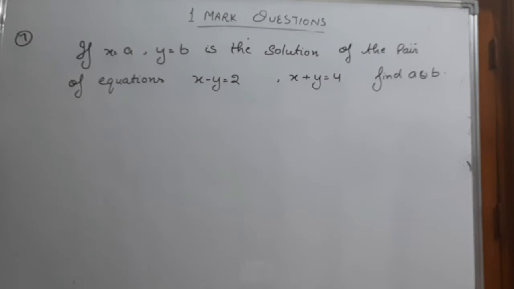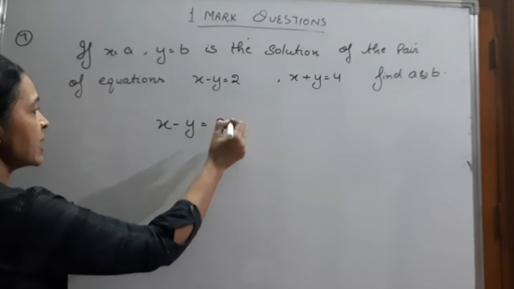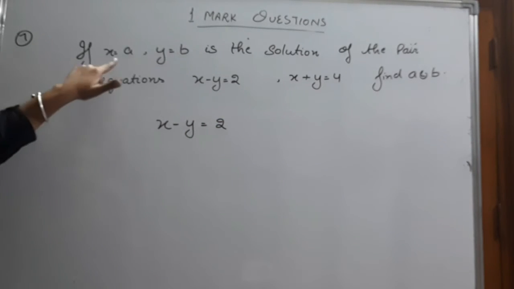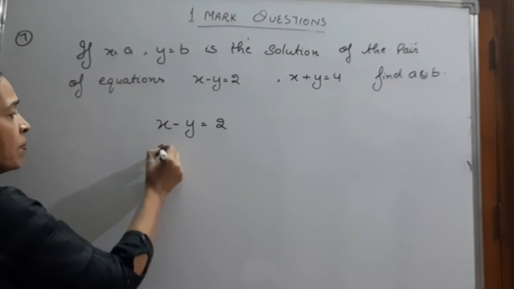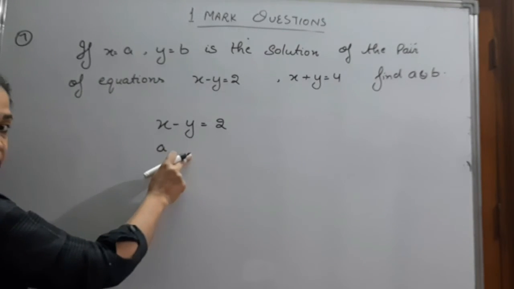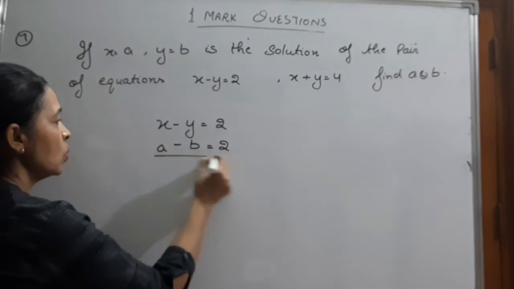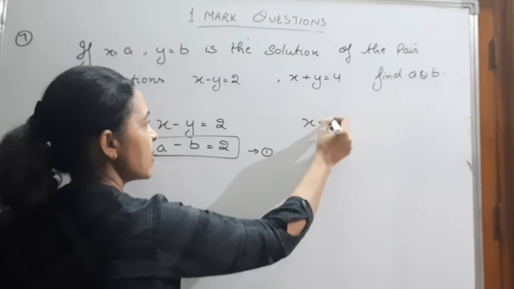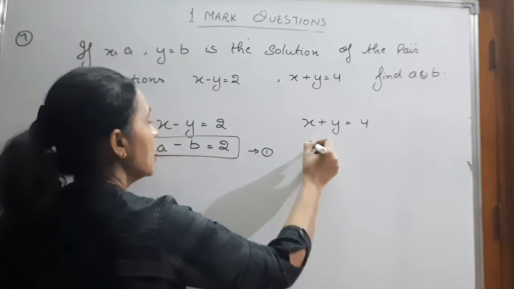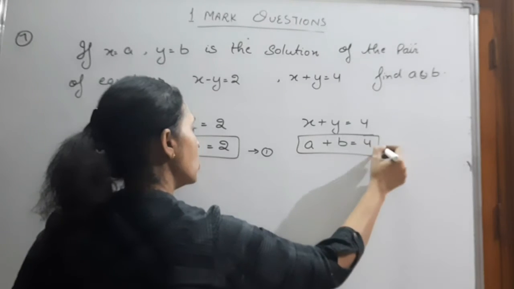If x = a and y = b is the solution of the pair of equations, two equations are given. First is x - y = 2. x = a and y = b are the solutions. It means if we put the values of x and y in these equations, the equations will be satisfied. So a - b = 2. This is equation 1. Another is x + y = 4. Putting x = a and y = b, a + b = 4.